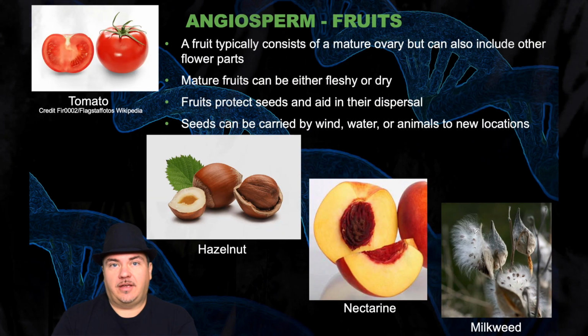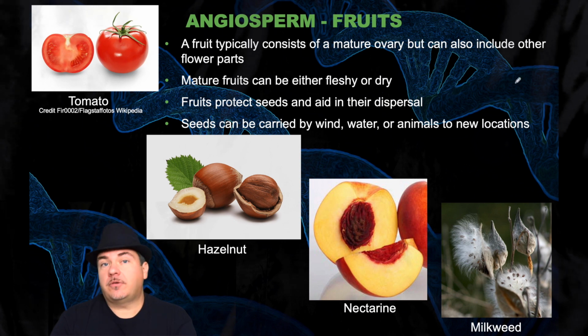Another adaptation of the angiosperms are fruits. A fruit typically consists of a mature ovary, but can also include other flower parts. Mature fruits can either be fleshy or dry. Fruits produce seeds and aid in their dispersal. Seeds can be carried by wind, water, or animals to new locations.